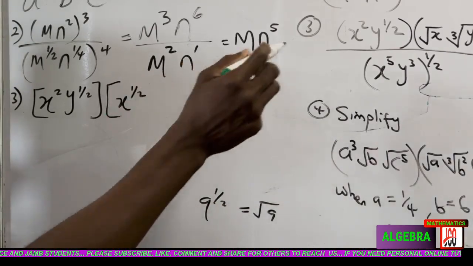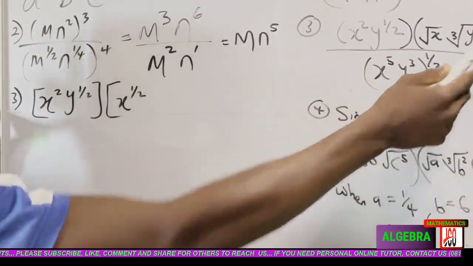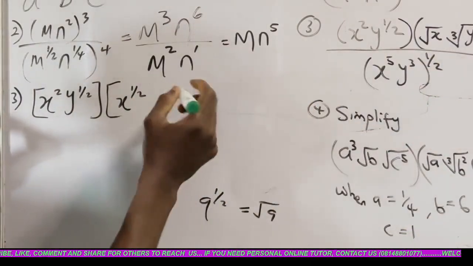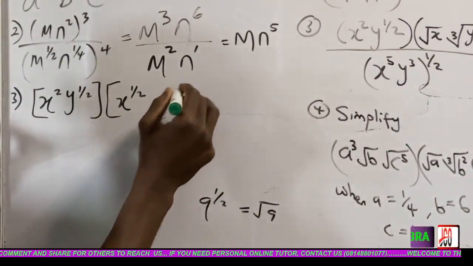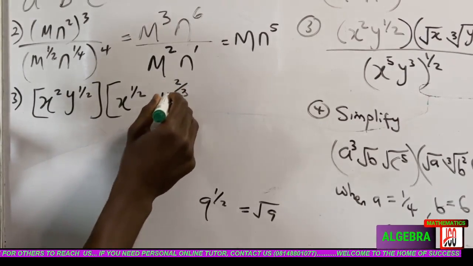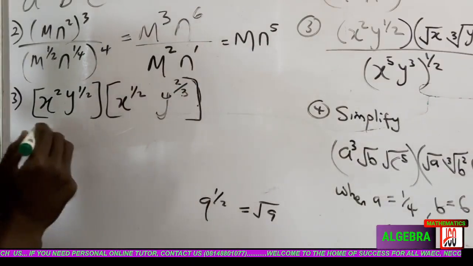Then x raised to power, you see this is cube root of y raised to power 2. So the root is 3. That will be your denominator, 3. Then your power is 2. So the y is raised to power 2, but it has a cube root of 3. So this is how we write that.